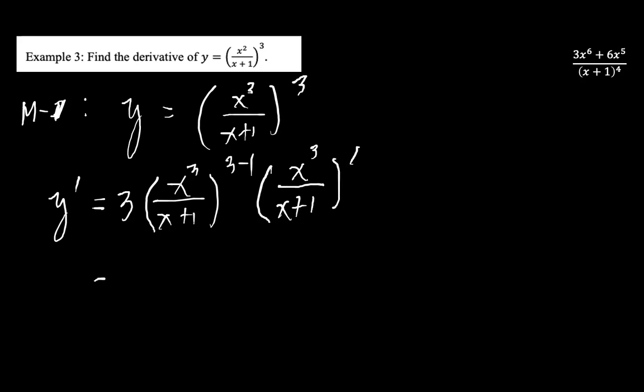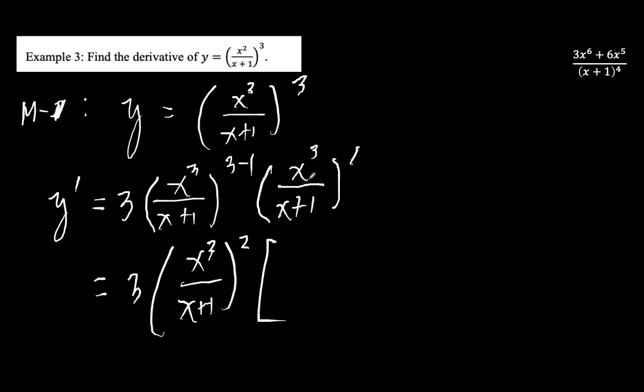So let's proceed. So 3x cubed over x plus 1 raised to 2. And how do we differentiate this? This is a quotient, right? A quotient of two functions, x cubed and x plus 1. So we need to use the quotient rule in differentiating functions composed of numerator and denominator. So we have the low d-high minus high d-low over low squared. So we have x plus 1 times the derivative of x cubed, that's 3x squared.